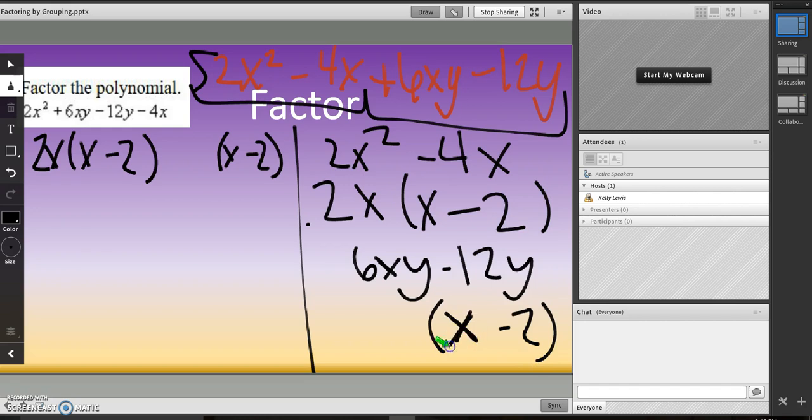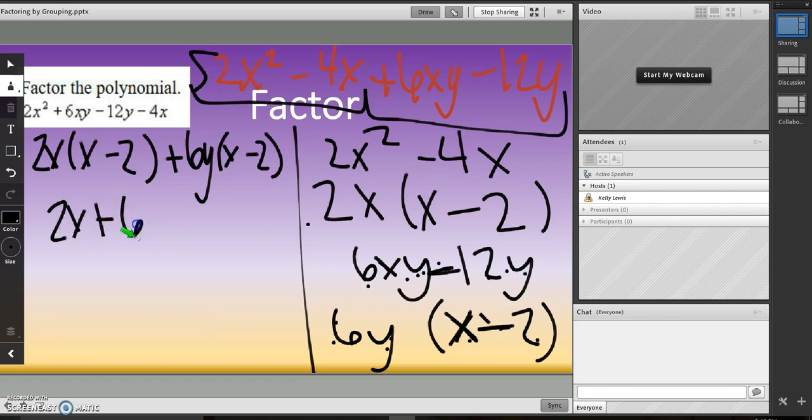So in order for this to be x minus 2, I need to take out a 6 and a y. But that also makes sense because 6 and 12 can be divided by 6. And they both have a y. So I'm going to double check. 6y times x is 6xy. Then a minus sign. And 6y times 2 is 12y. So it all works. So I'm going to write plus 6y. So I really have 2x plus 6y, x minus 2.